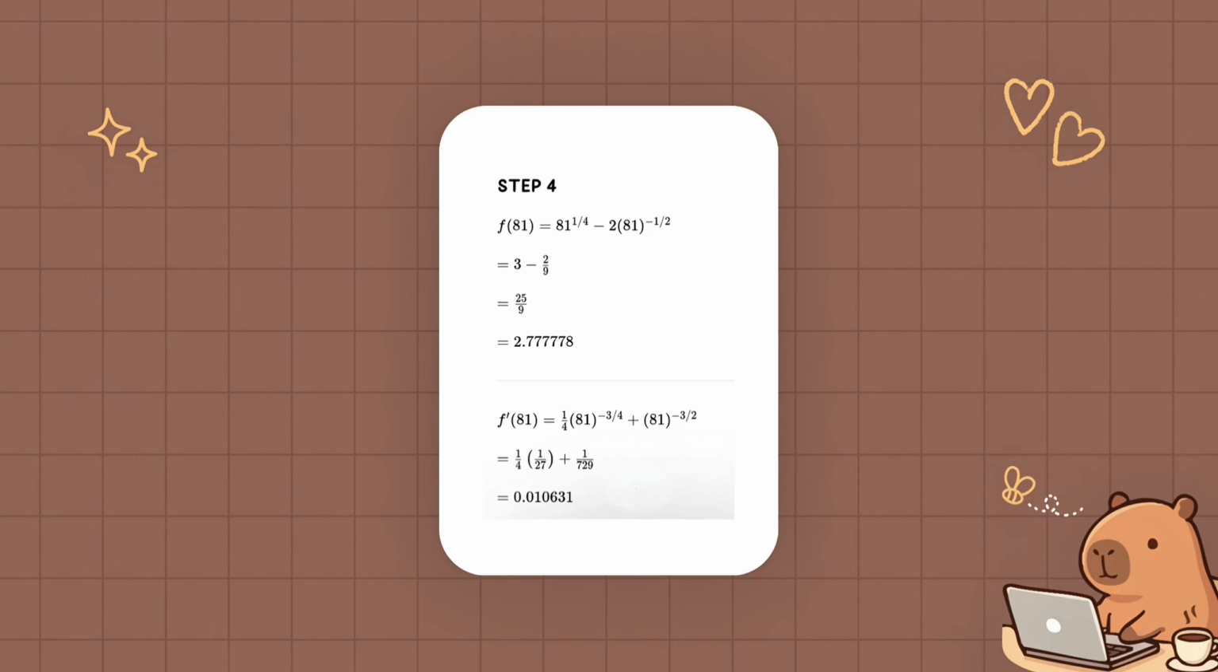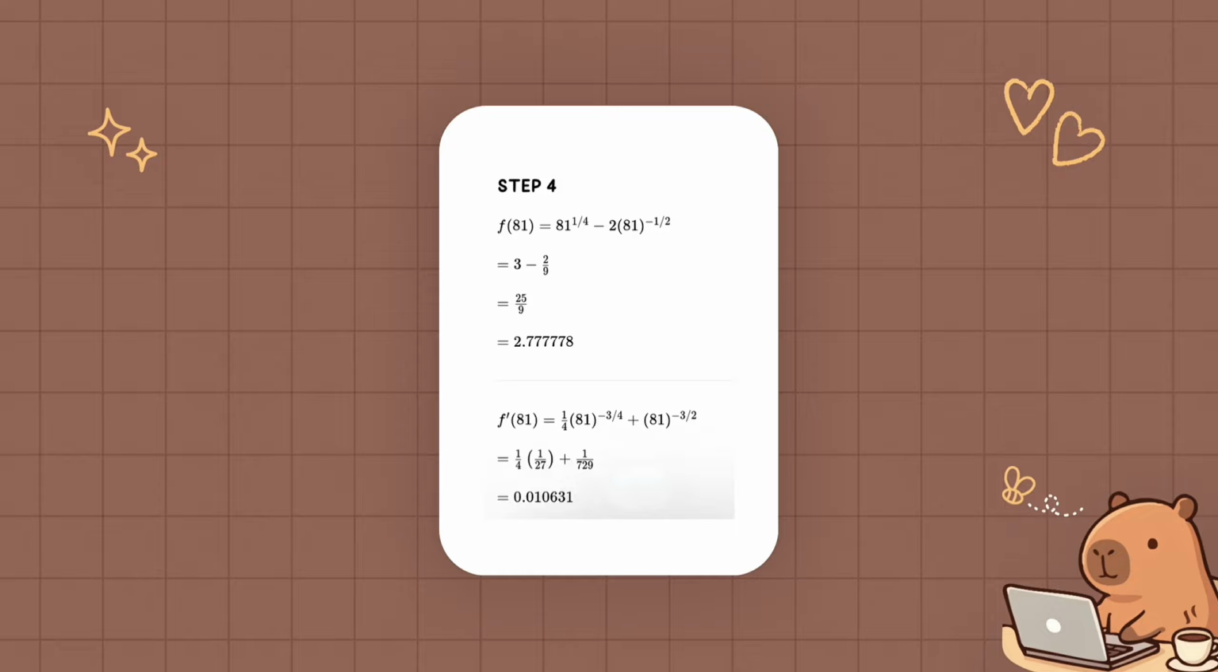Now, we find the value of f of x naught. Substituting 81 into the function, we obtain f of 81 equals 81 to the power of 1/4 minus 2 times 81 to the power of negative 1/2. The fourth root of 81 is 3, and 81 to the power of negative 1/2 is 1/9. Therefore, f of 81 equals 3 minus 2/9. This gives 25/9, which is approximately 2.777778.